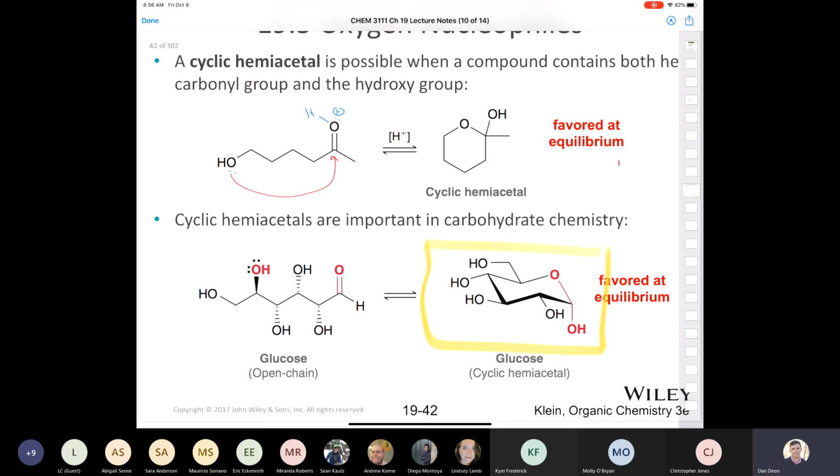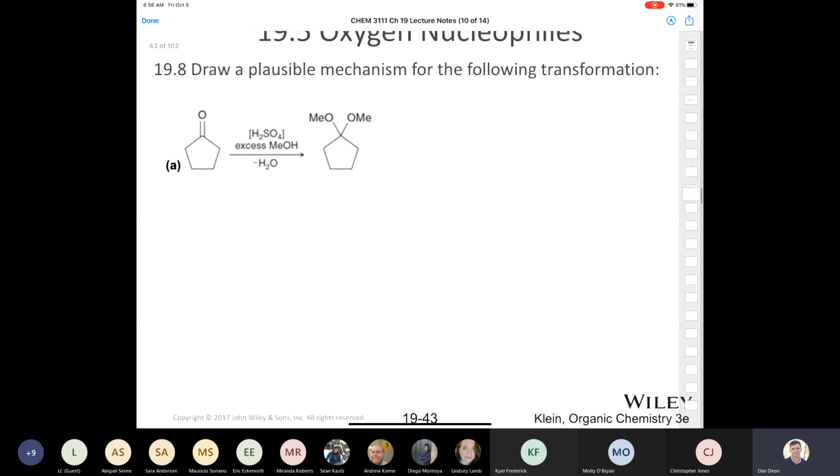Now let's get into trying a practice problem. And that is apply the following transformation. Converting cyclopentanone into this acetal. It says we're using sulfuric acid as our acid catalyst and excess methanol, and of course we're removing water. Well, the first thing we're going to do is we're going to protonate that carbonyl to render it more electrophilic.